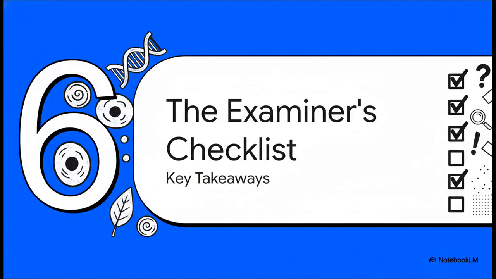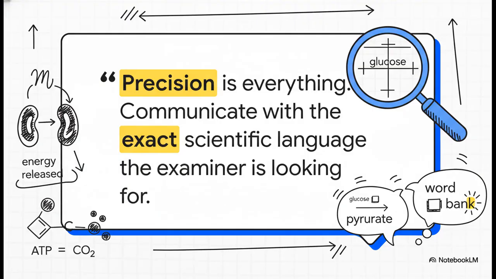Okay, so we've pulled apart that whole 10-mark question. What's the big takeaway from all this? What should be on our checklist when we're getting ready for these exams? So what's the one thing you should take away from all this? It's that precision is absolutely everything. It's not just about knowing the science. It's about saying it in the exact way the examiner wants to hear it. It's energy released, not produced. It's naming carbon dioxide specifically, not just waving your hands and saying greenhouse gases. That kind of specific, unambiguous language is the key to unlocking the top marks.